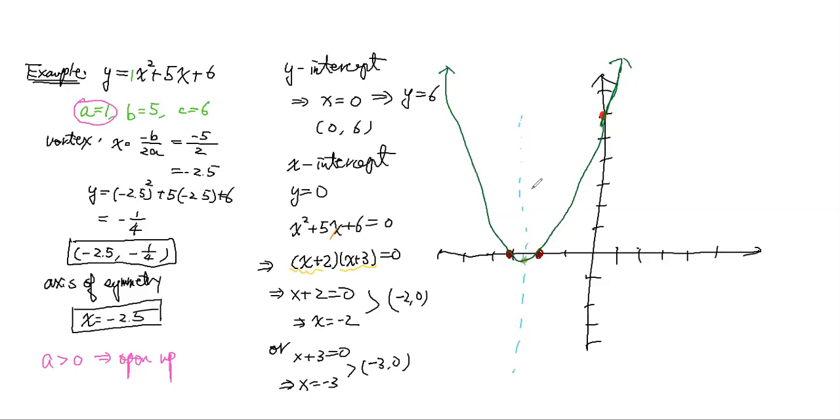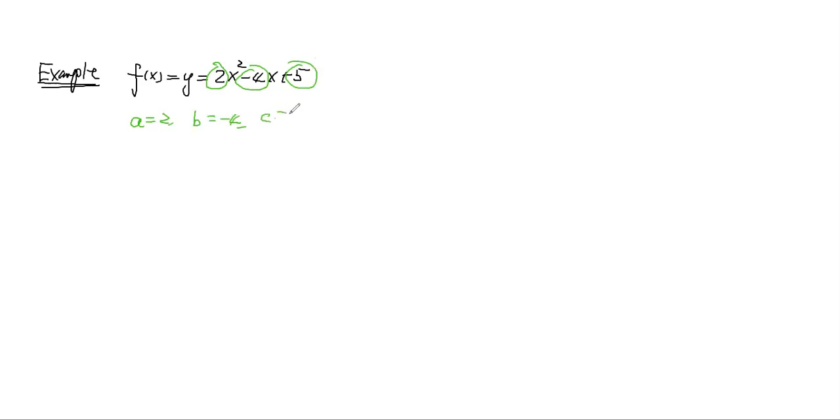All right. And one last thing I want to talk about here is graphing. So for example, if I have a function f(x), or y, equal to 2x squared minus 4x plus 5. Okay, so let's write out the a, b, c. So this is a, this is b, this is c, right? So a is equal to 2, b is equal to negative 4, c is equal to 5.